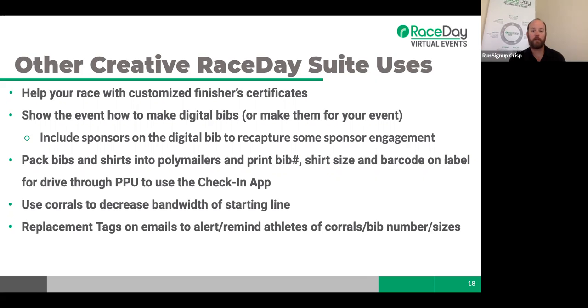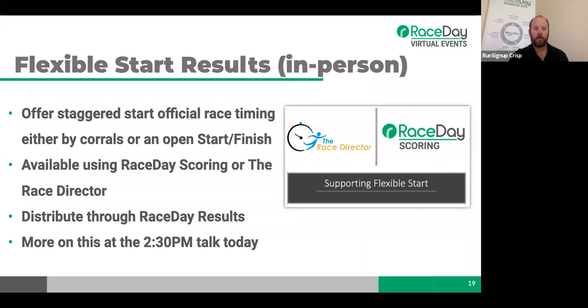Also, we do have some resources already out there on webinars for check-in app uses and dynamic assignment, things like that. You can also use corrals to decrease the bandwidth of the starting line. The other thing is obviously leaving your starting line open for longer periods of time. And then with the communication side, helping your event use replacement tags on the emails to alert or remind athletes of their corrals, their bib numbers and sizes that they've put together.